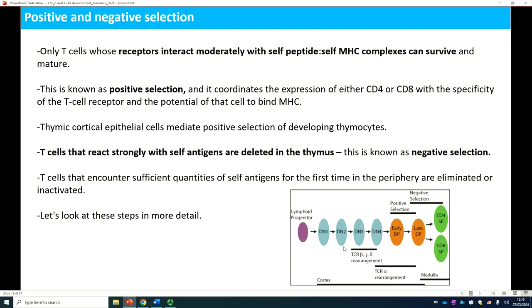And this is just another diagram that's showing you the different stages here from DN1 through to DN4, double positive and single positive. But it's showing you not only the gene rearrangements and the stages, but it's also showing you whether it's taking place in the cortex or the medulla, and where positive and negative selection occurs. So it's just nice to see it laid out like that.